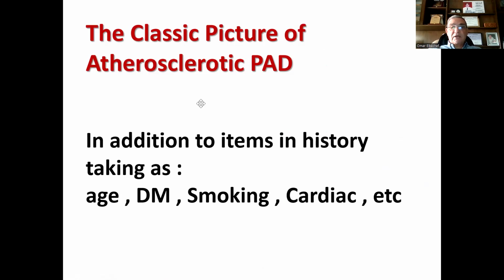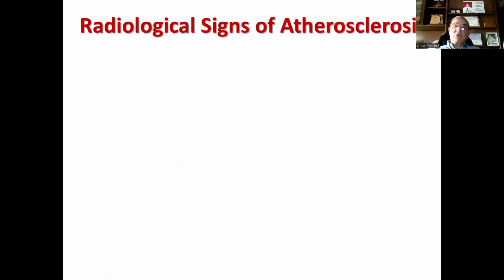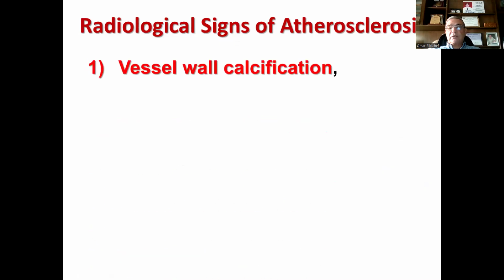So what is the classical picture of atherosclerosis? In addition to items in history taking, such as age, diabetes mellitus, smoking, cardiac condition, etc., we have radiological signs of atherosclerosis. These radiological signs of atherosclerosis are important. The most important is vessel wall calcification.